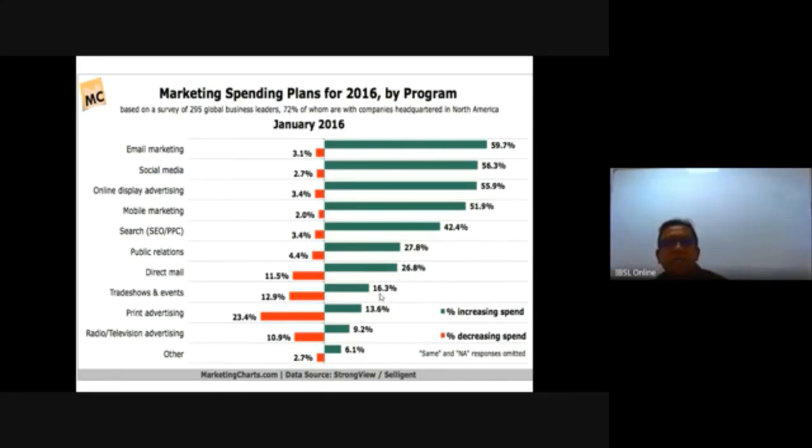Marketing spending plans, even in recent times. There is a lot of money now being spent on email marketing, social media, online display advertising, mobile marketing. But some media have reduced, like print advertising, which has reduced 23.4% gradually. Radio and television have also reduced.